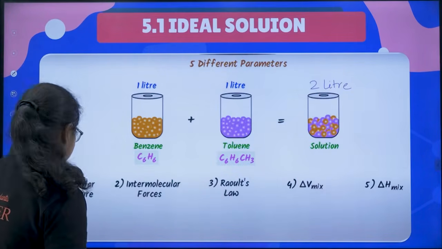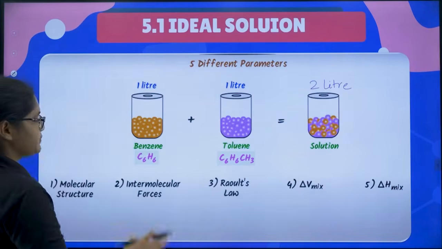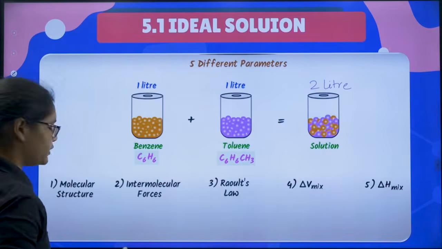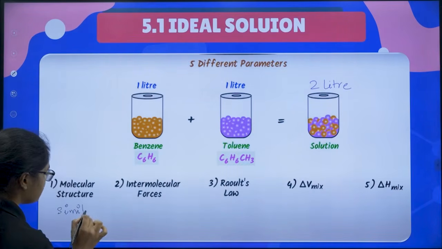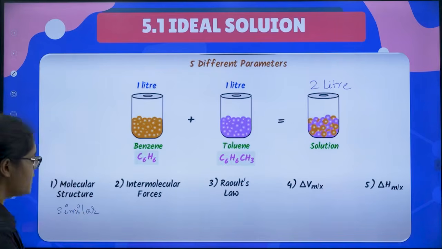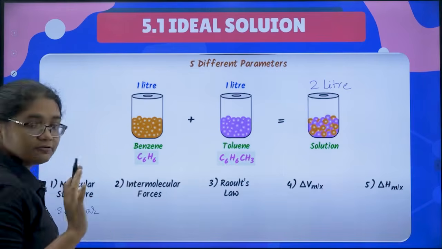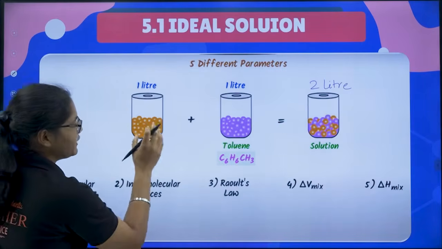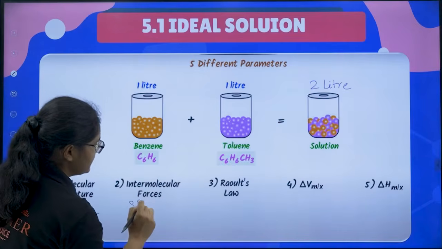Now what are the things that you should know about these? Molecular structure. Benzene and toluene, the molecular structure should be similar. It may not be visible, I am dictating, so please write down. Molecular structure should be similar. Intermolecular forces. The force of attraction between these molecules should also be similar.